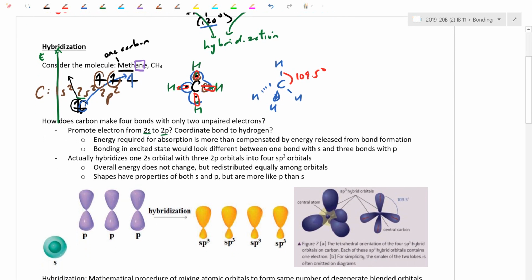So here's what's going to happen, and here's how we're going to solve the mystery. How do we explain not only carbon making 4 bonds? When we look at this in real life, the 4 bonds are actually completely identical, and let alone the bond angle is actually bigger.